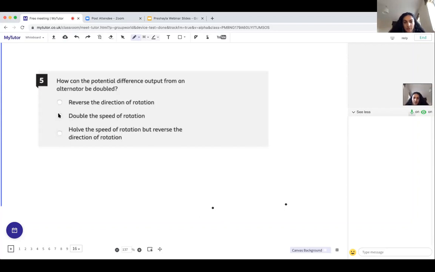Okay, so all we do is we double the speed. If we double the speed of rotation, we double the voltage being created. The direction has no effect on this. It's all about the speed. It doesn't matter what the direction of rotation is. If you increase the speed, you increase the potential difference.